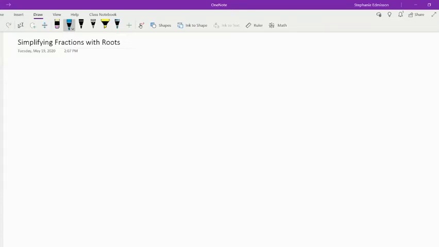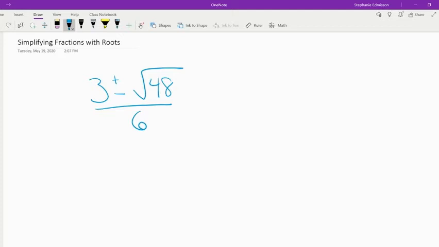Hey everybody, it's Miss M, and today we're going to learn how to simplify fractions with roots in them. So here's an example of what this looks like: 3 plus or minus the square root of 48 over 6. You can see this is a fraction, and it has a root in the numerator. The reason we're doing this is because our next step is to learn how to use the quadratic formula.